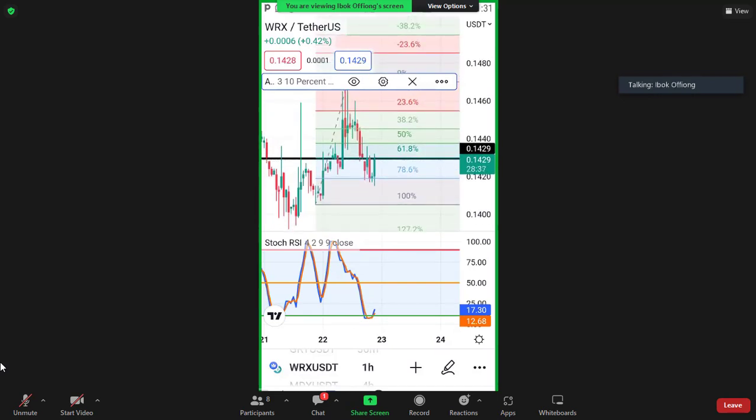Now, on 1 hour, I have WRX. The stochastic is pointing up. The candle has touched the 61.8% area, which is an uptrend. This is on 1 hour. I have to go and confirm on the 4 hour.